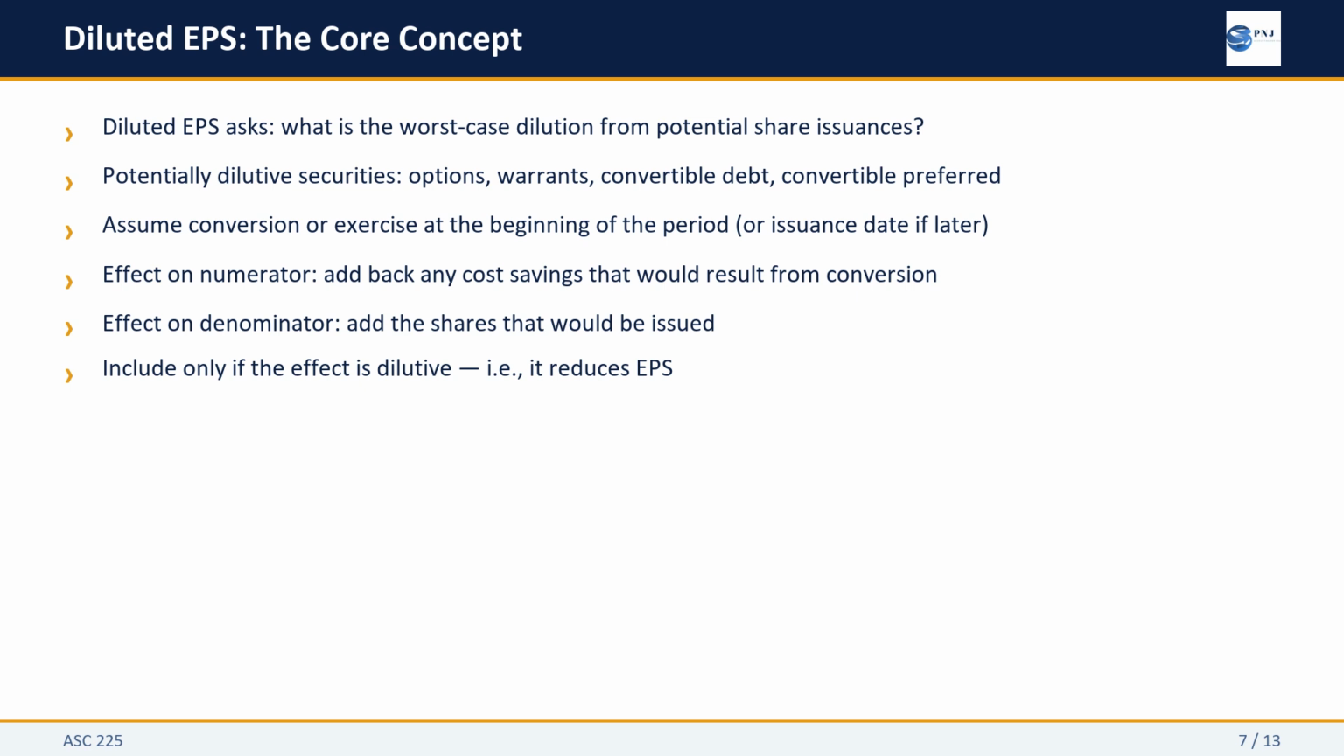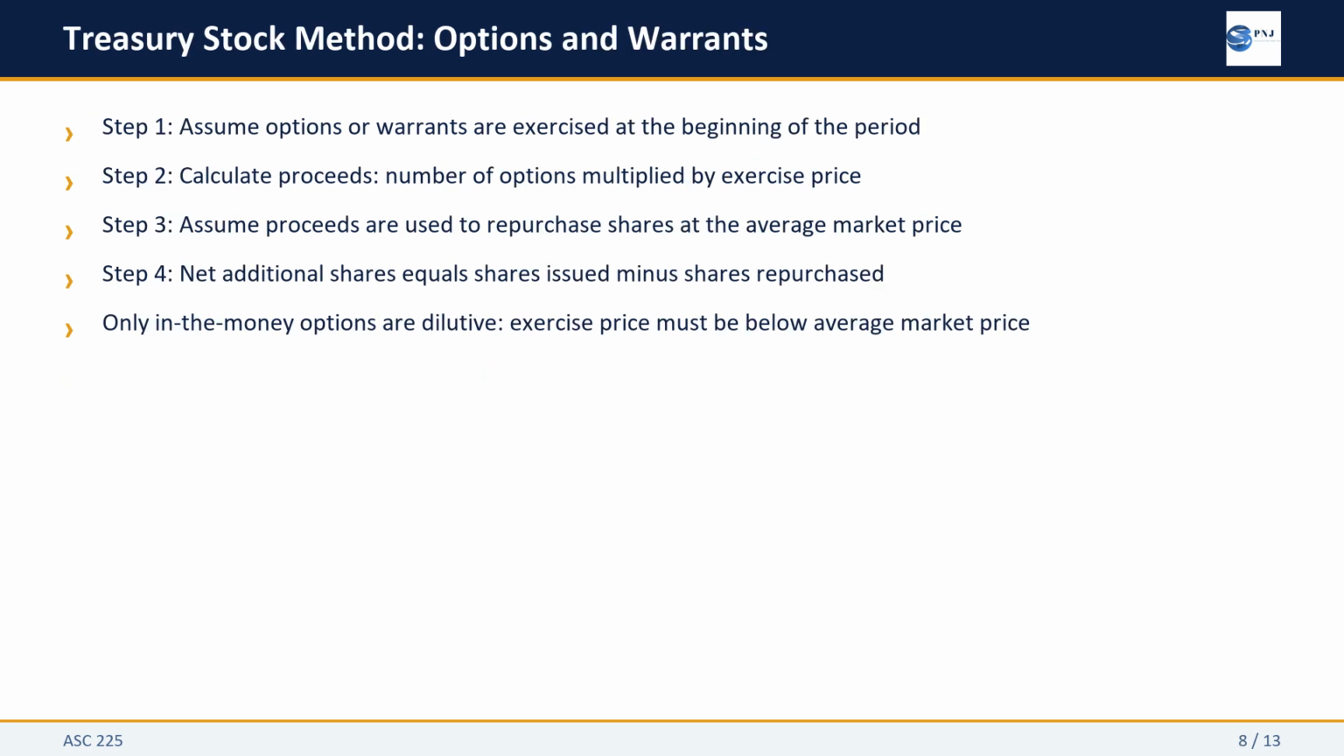If it would increase EPS, it is antidilutive and gets excluded. The Treasury stock method is the required approach for options and warrants. The mechanics: assume all in-the-money options are exercised at the start of the period. That produces a cash inflow equal to the number of options times the exercise price. Next, assume the entity uses that cash to repurchase shares at the average market price during the period. The net dilution is only the additional shares that cannot be repurchased, shares issued minus shares bought back.